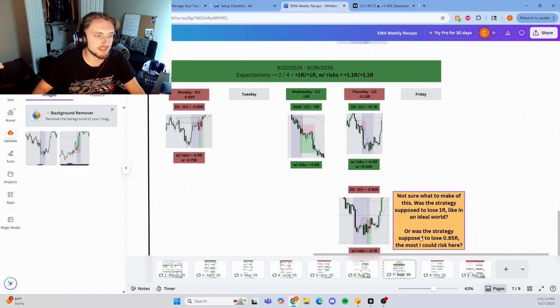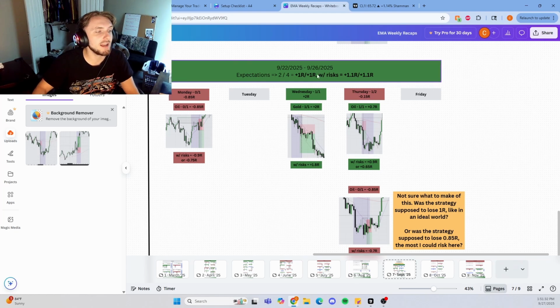And that's kind of what this yellow note is referring to. I was only able to risk 0.85 R, so it was like $500 or so, instead of the 600 that I usually like to risk. So I was just questioning, how should I record that? And I decided I want to record both, and this is how I'm going to do it.